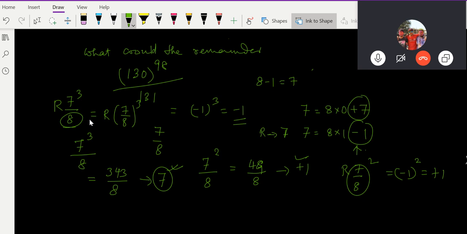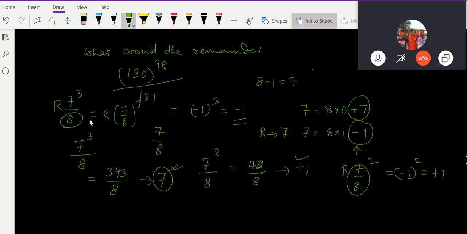Is this concept clear to everyone? Yes, sir. Because there are a lot of questions that keep coming in CAT and other exams based on this concept. Purely based on this concept.